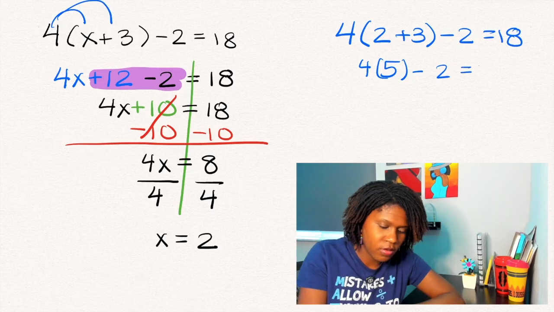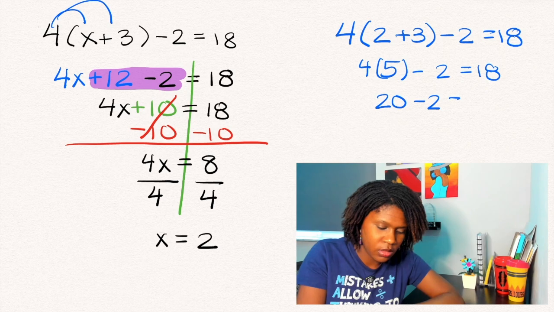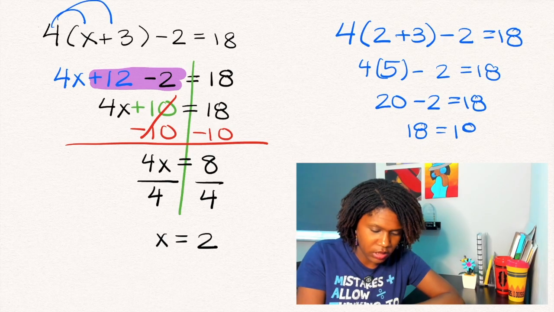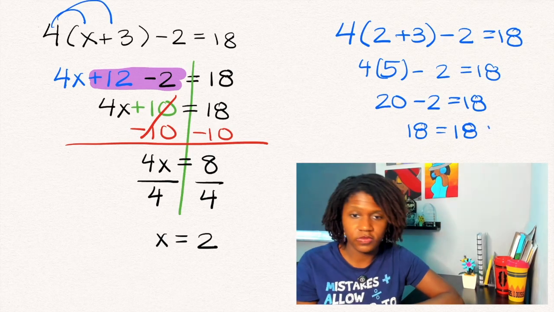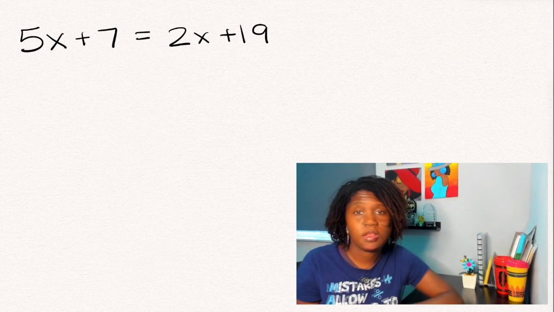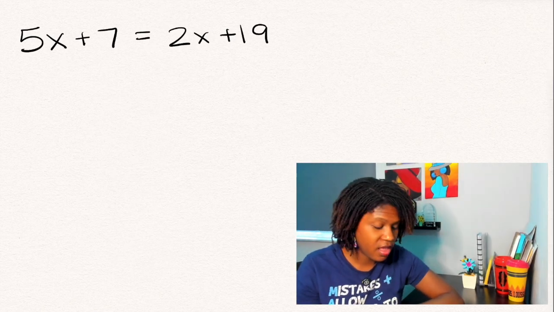4 times 5 is 20. 20 minus 2 is 18. And 18 is equal to 18. So we've done that right. Let's move on to our next problem.